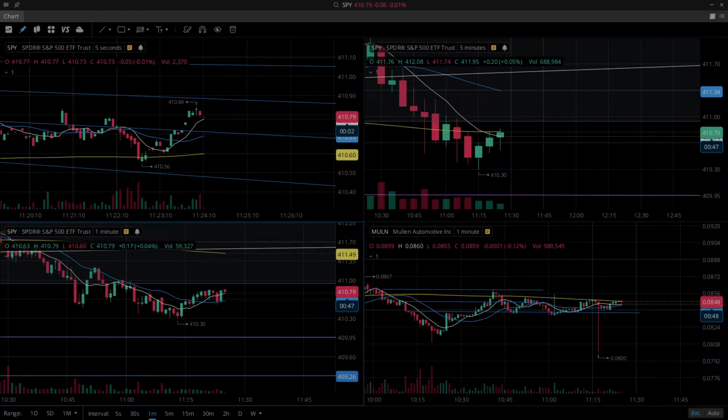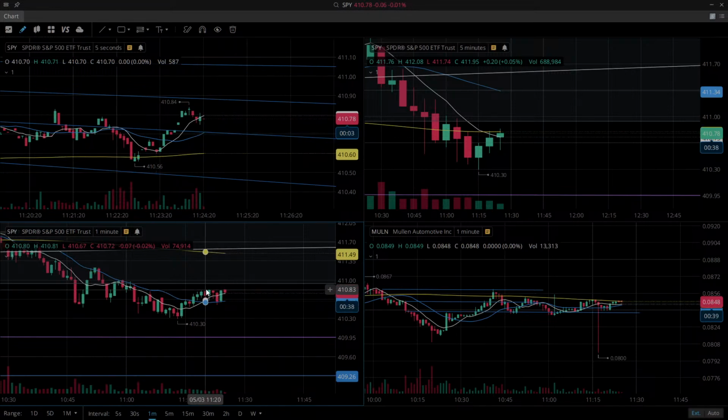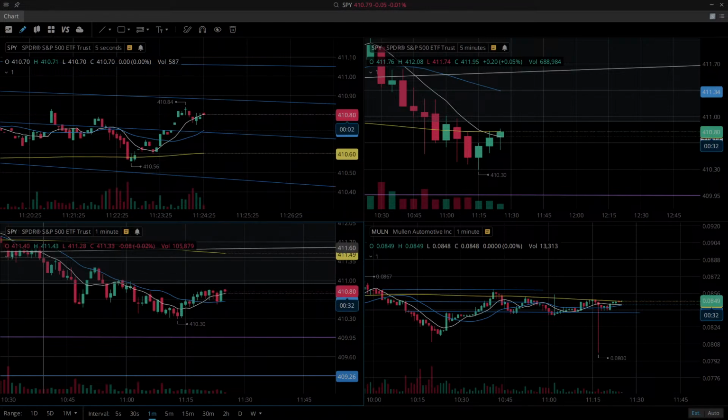Hammer time. 45 seconds left. Got a little tweezer on a 1 here, but we're up just against resistance. The follow through would take us to that 41.37.